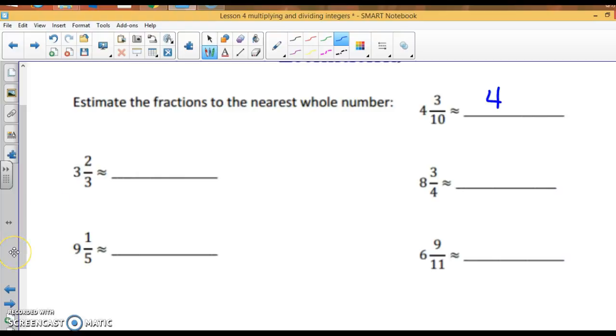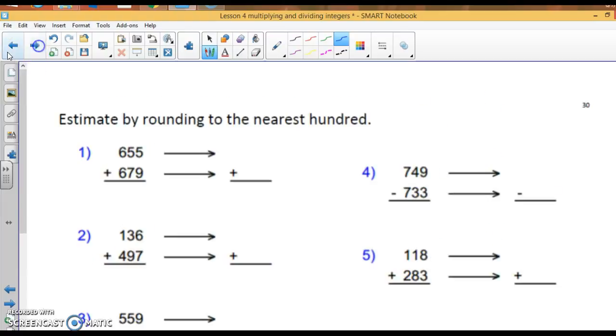2 and 2/3. 2/3 is more than a half, so this would round to 3. 9 and 1/5. 1/5 is less than a half, that'll round to 9. 8 and 3/4. 3/4 is more than a half, because 2/4 is a half, so this will round to 9. 6 and 9/11. 9/11 is more than a half, so that rounds to 7. Those little squiggly equals signs mean approximately equal to.